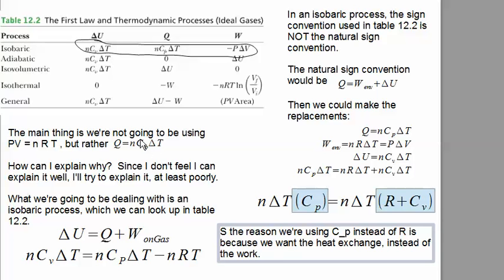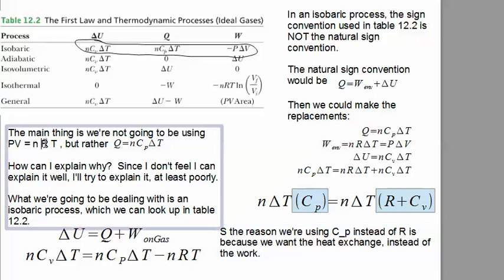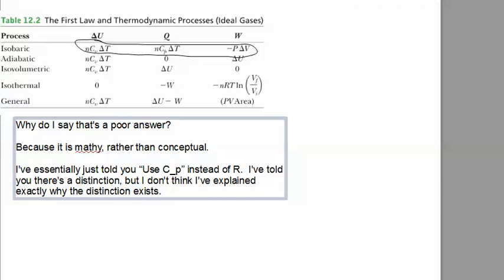So the reason that we're going to be using C sub P as the specific heat at constant pressure instead of R is because we want the heat exchanged instead of the work. Why do I say that's a poor answer? Because it's mathy rather than conceptual.